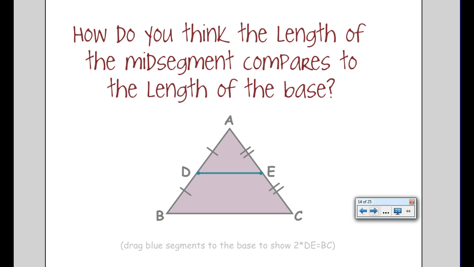So that's a really cool thing about triangles. All right, we already talked about this. You already know the answer. How does the length of this compare to the length of this? The midsegment is half the base. The base is, what's the opposite of half?